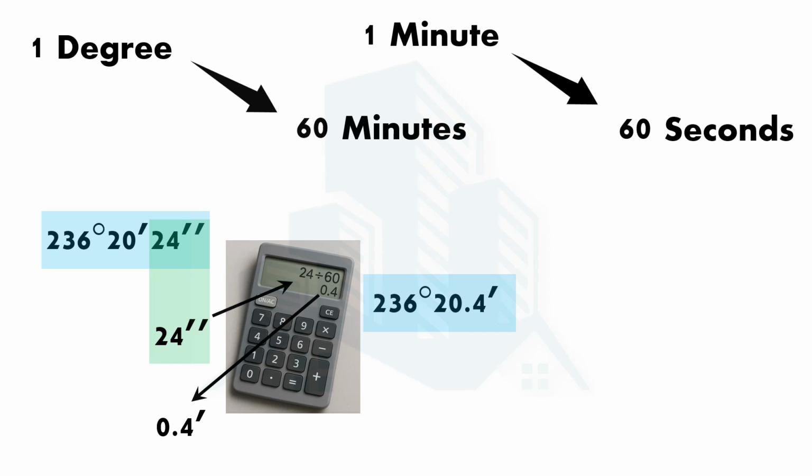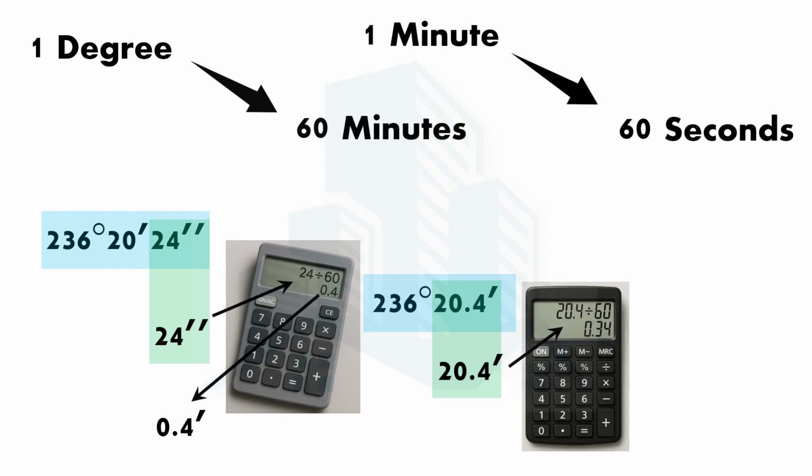Now this 20.4 minutes can be converted into degrees by simply dividing by 60, as 1 degree is equal to 60 minutes. Other way around, 1 minute would be equal to 1 over 60 degree, so 60 is to be divided here. As a result we get 0.34 degrees. So instead of 20.4 minutes, we can write 0.34 degrees, and ultimately we add it to 236 degrees. That will be 236.34 degrees, which is what we had before.